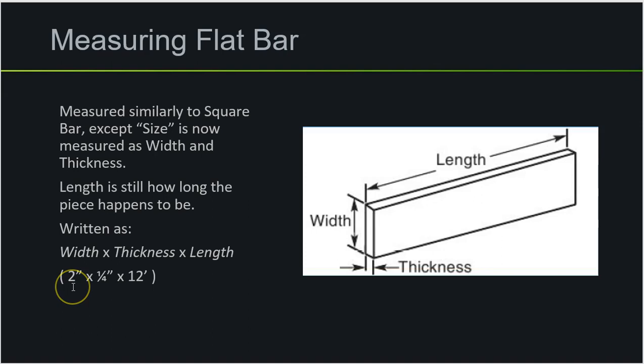For 2 inches, the width being 2 inches, that would be right here. So from this edge to this edge, it would be 2 inches long, or basically 2 inches wide. And then the thickness, this example is 1/4 inch thick, and then again by 12 feet long. So from this edge to that edge, it would be 12 feet long.